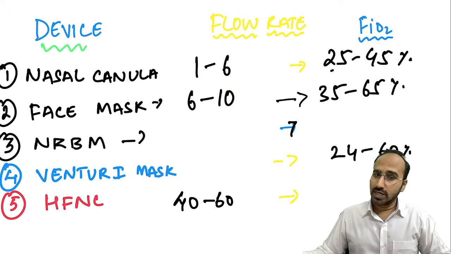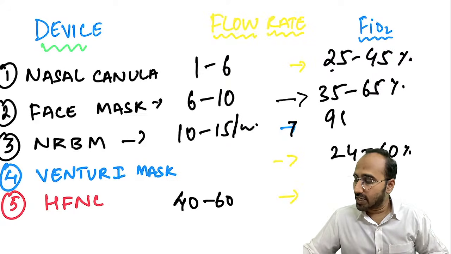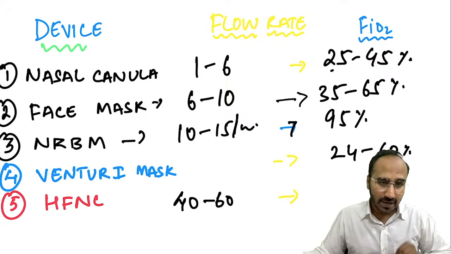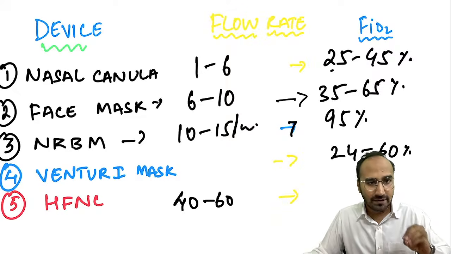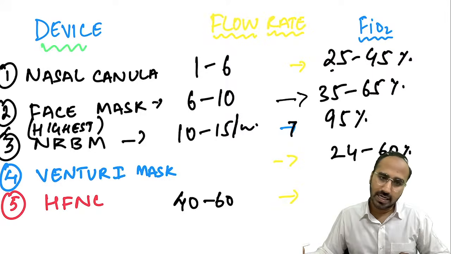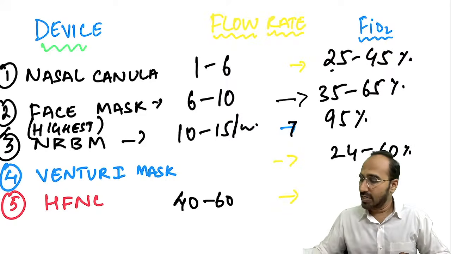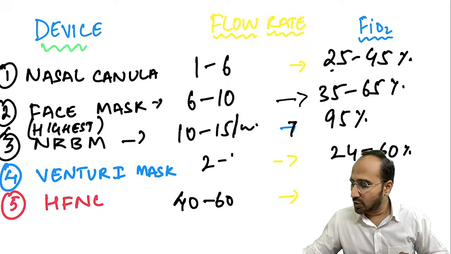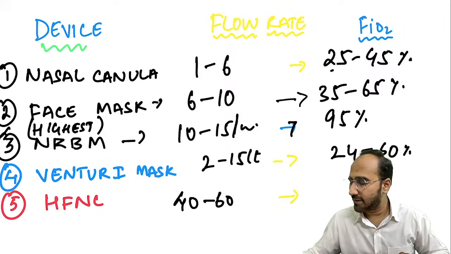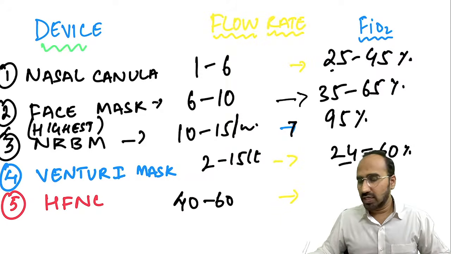Next, if he is still not improving, NRBM. NRBM will deliver 10 to 15 liters of oxygen per minute, which in turn delivers an FiO2 of 95%. In the conventional oxygen delivery devices, this NRBM has the highest FiO2. Okay? Next, Venturi mask. Venturi mask is a fixed oxygen delivery device that will deliver 2 to 15 liters of oxygen, which in turn delivers a fixed FiO2 of 24 to 60%. Okay? But the best and the last one is what?